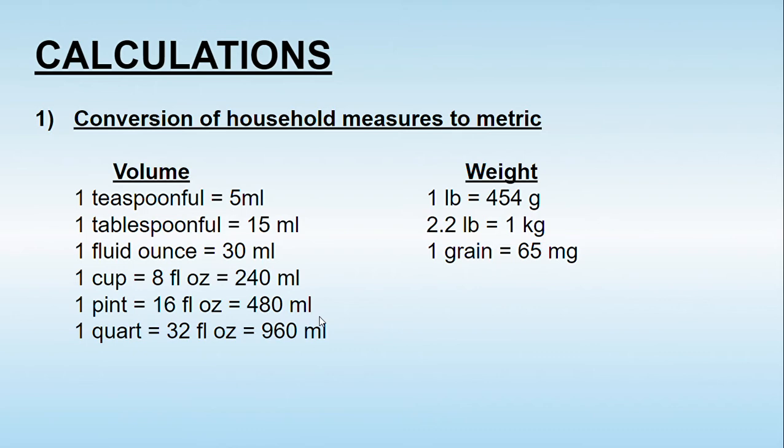Here, let's try to understand this with an example. Somebody says 1 teaspoonful; as a pharmacist we should know that is equal to 5 ml. 1 tablespoonful is equal to 15 ml. 1 fluid ounce is 30 ml. To convert weight, 1 pound is equal to 454 grams and 2.2 pounds is equal to 1 kg. 1 grain is equal to 65 milligrams. That is very useful; sometimes it is part of the exam question.